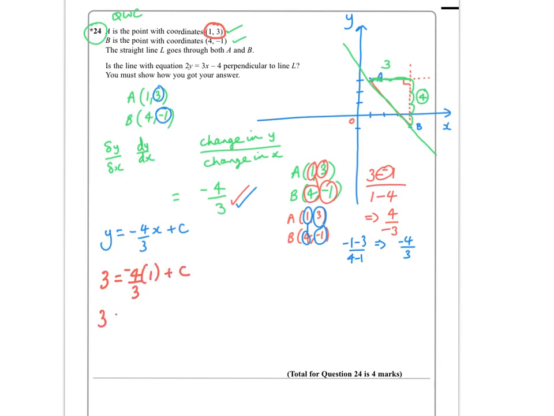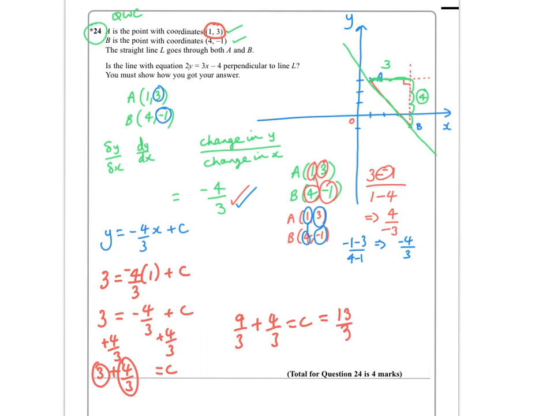So you get 3 equals -4/3 plus c. Add 4/3 to both sides, and you get 3 plus 4/3 is c. Well, 3 is 9/3, and there you got 4/3 there. So you got c is equal to 13 thirds. Okay, so that's the equation of the line.